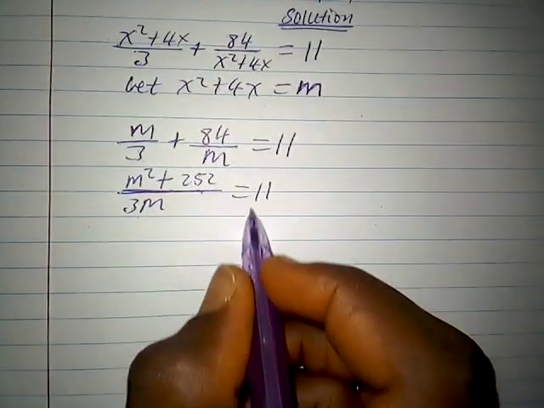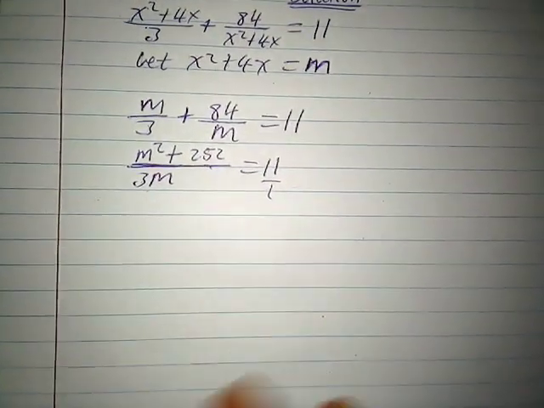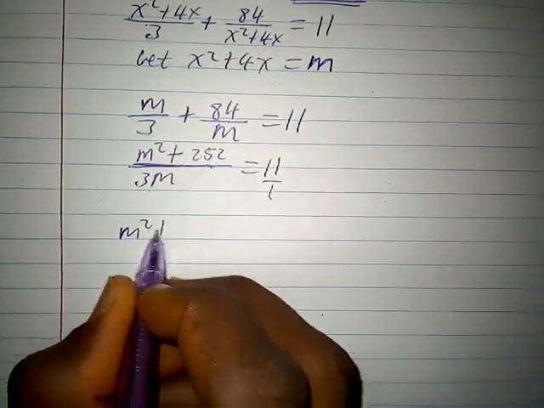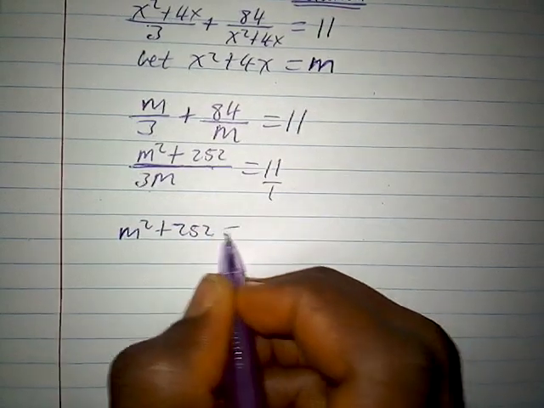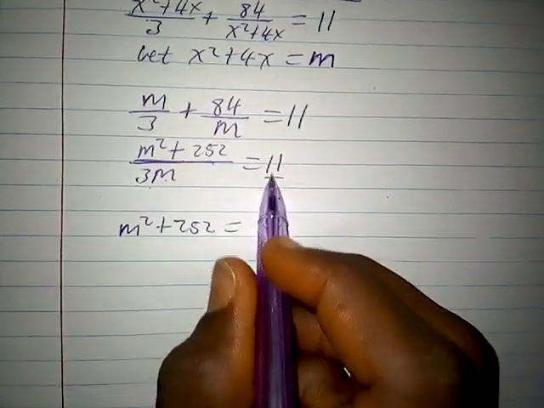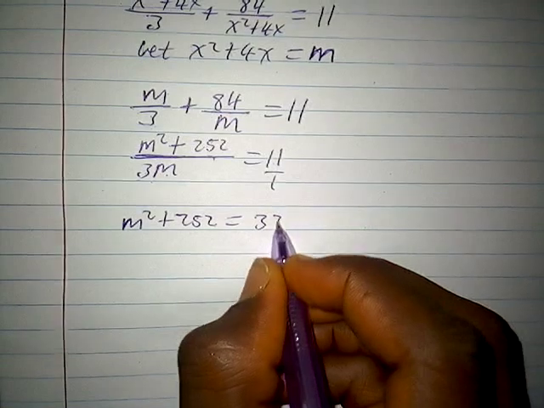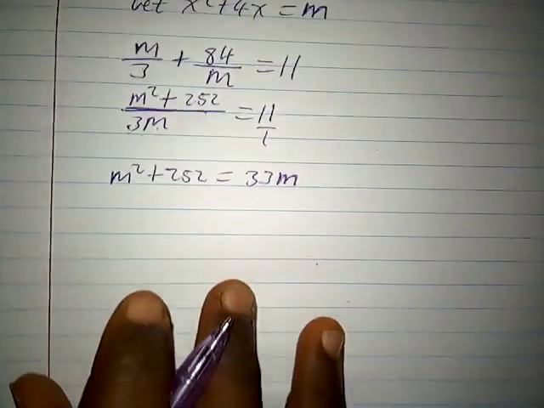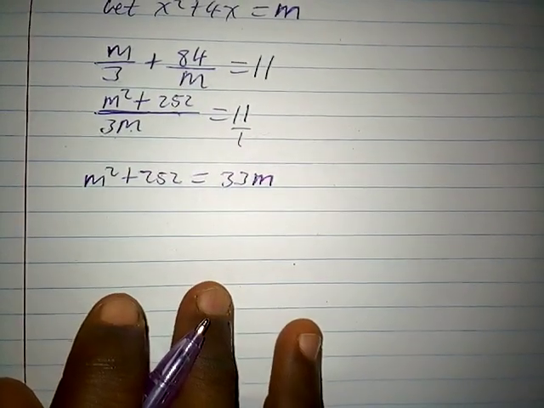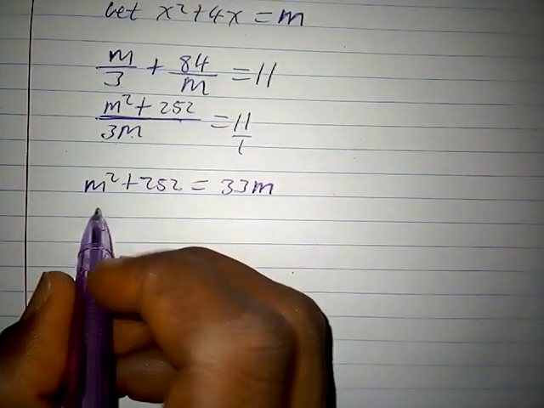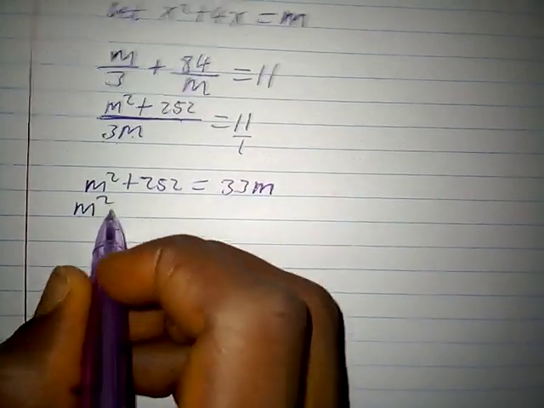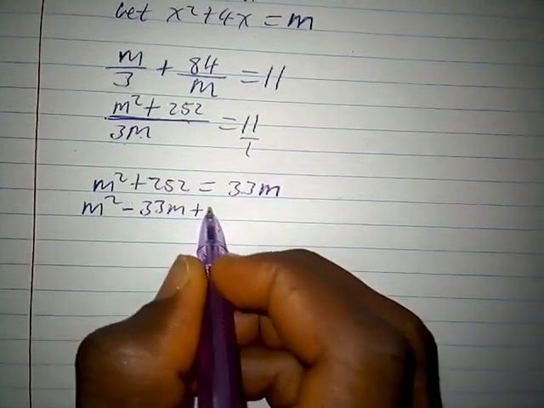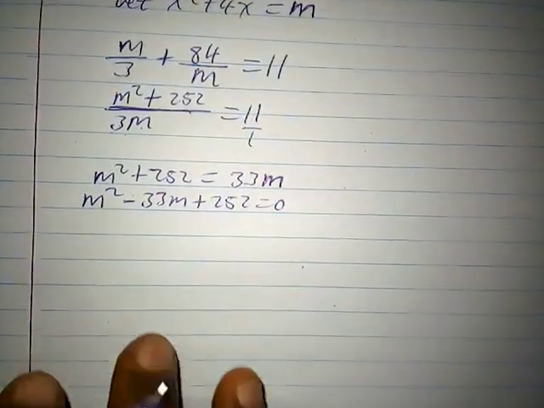Now what are we going to do? Try to remove the fraction by cross multiplying. 1 into the numerator here is just the numerator, which is m square plus 252, is equal to 3m times 11, which is just 33m. Right? Now we have arrived at a quadratic equation. We solve it. We arrange the quadratic equation. So we say m square minus 33m plus 252 equals 0.